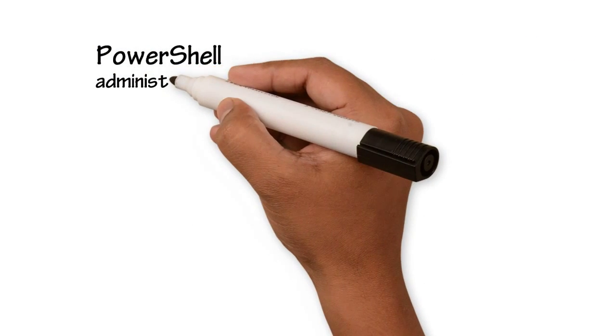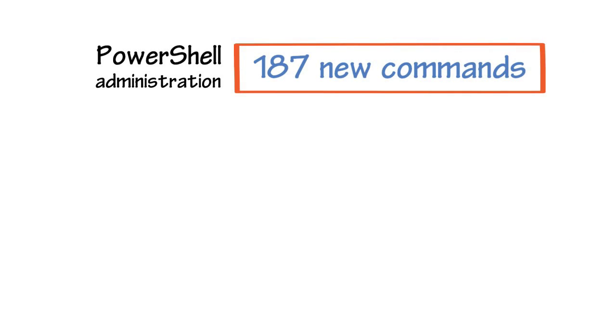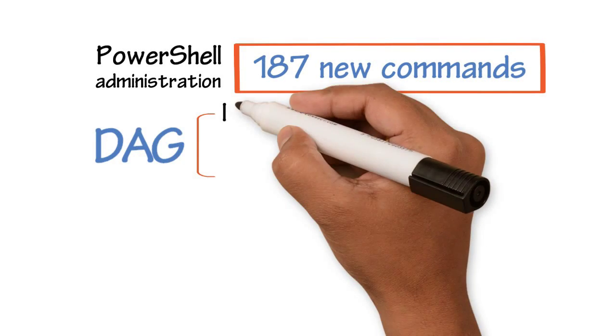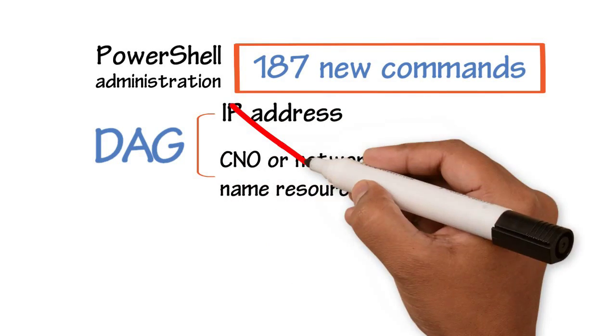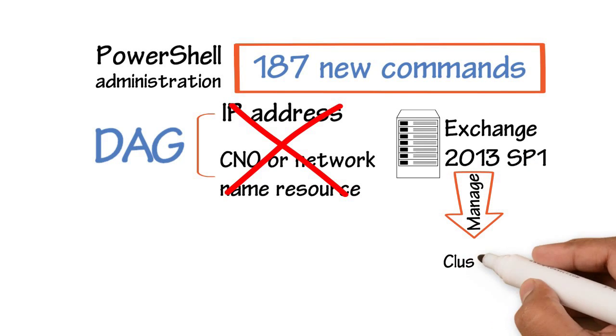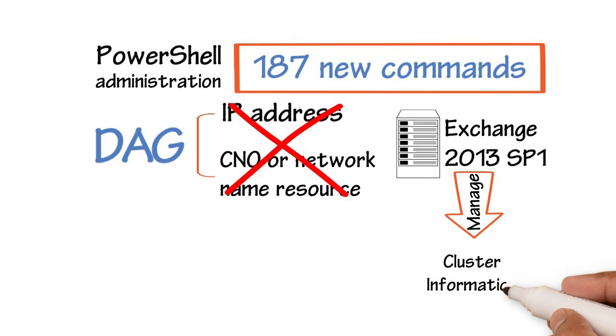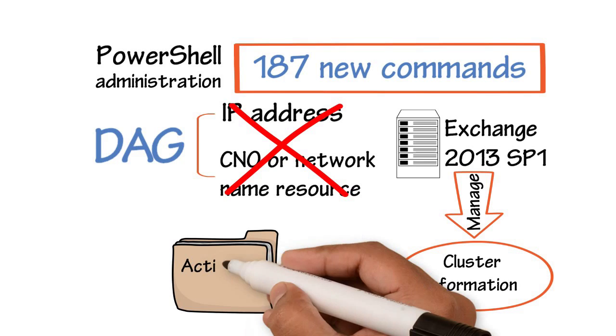PowerShell administration has been extended with 187 new commands. The DAG doesn't need an IP address and doesn't use a CNO or network name resource in the latest version of Exchange 2013 SP1. Additionally, Exchange takes the responsibility for managing cluster information and uses the data held in its configuration container in Active Directory instead.